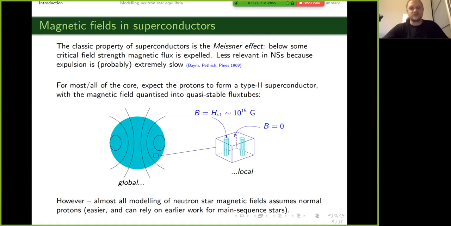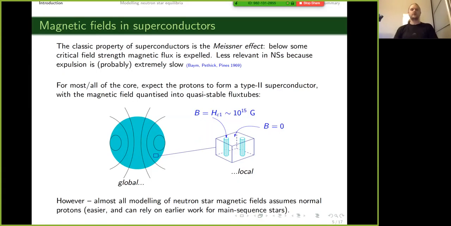And what that means for a type 2 superconductor is that the magnetic field is quantized into an array of thin flux tubes. On a large scale, you see some smooth magnetic field, shown in the left picture. But if you zoom in, what you see locally on a mesoscopic scale is an array of thin, highly magnetized flux tubes whose characteristic magnetic field strength is about HC1, about 10 to the 15 Gauss, surrounded by regions where there is no magnetic field. So if you like, that's where the Meissner expulsion is.